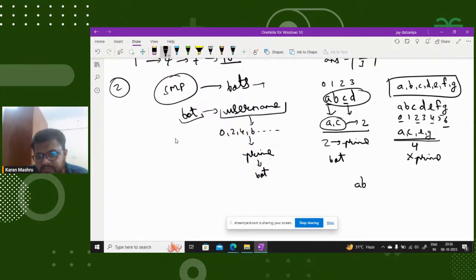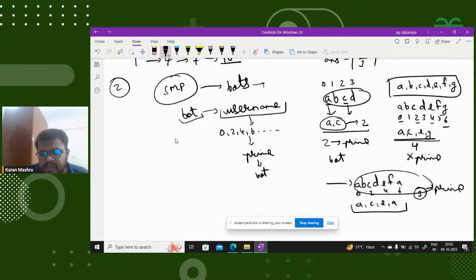Similarly, if it is A, B, C, D, E, F, A, then looking at even positions 0, 2, 4, and 6, the characters at these positions are A, C, E, A. Total characters are 4 at even positions, but the number of distinct characters is 3. 3 is a prime number, and hence this username is a bot account. Did you understand the question?